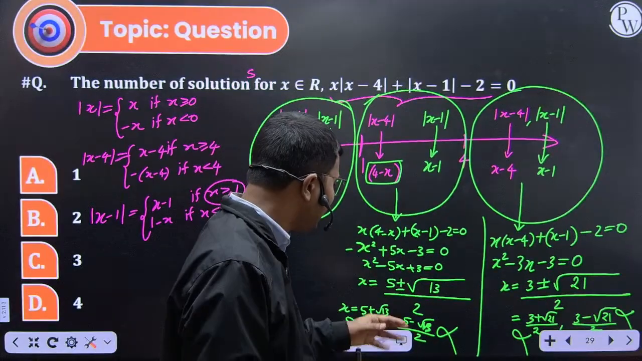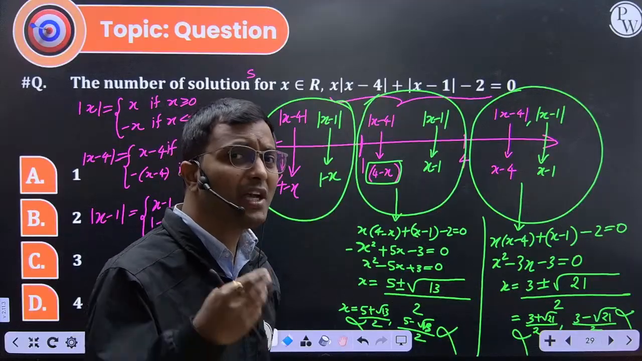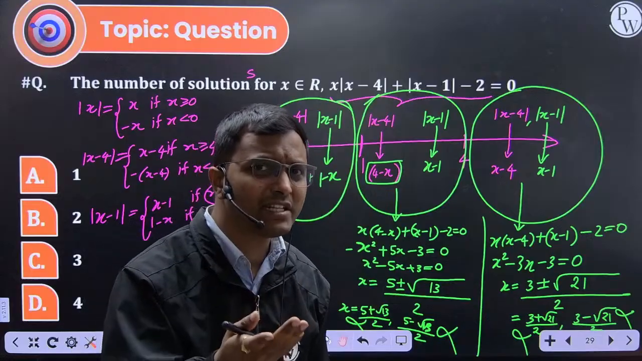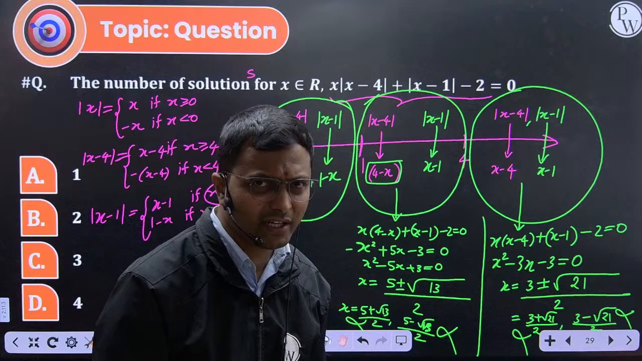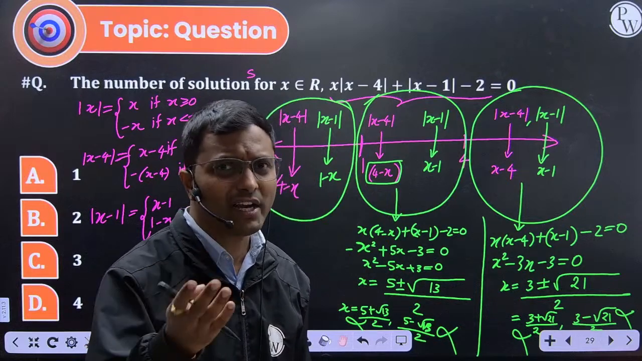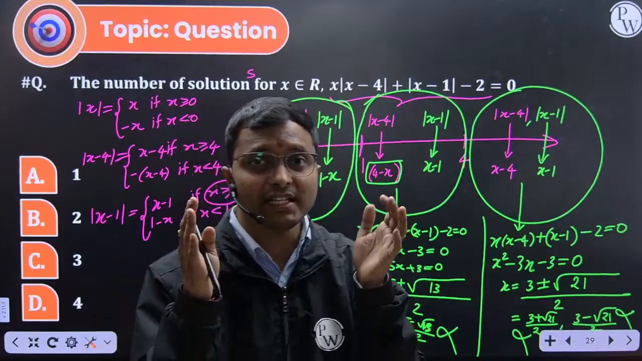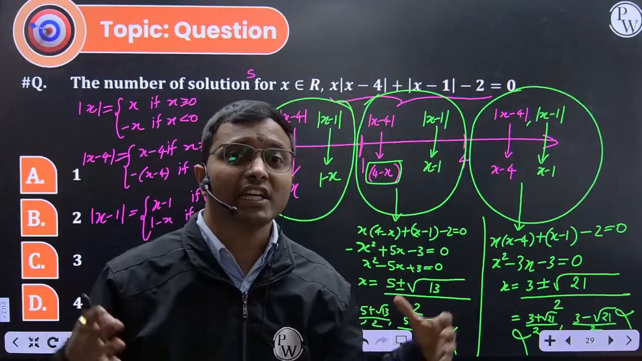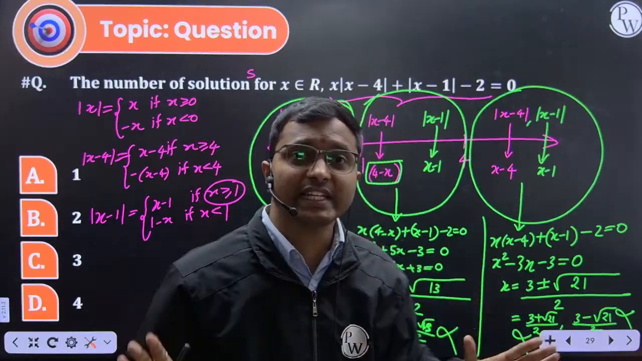Root 13 is definitely less than 4, like 3.7 or 3.8. So whatever you take, 5 minus 3.8 is 1.2, by 2 is 0.6. It is not greater than 1, because we are in the second interval, that is between 1 and 4. Whatever values we get should lie between 1 and 4. Then only we accept, or else we reject.